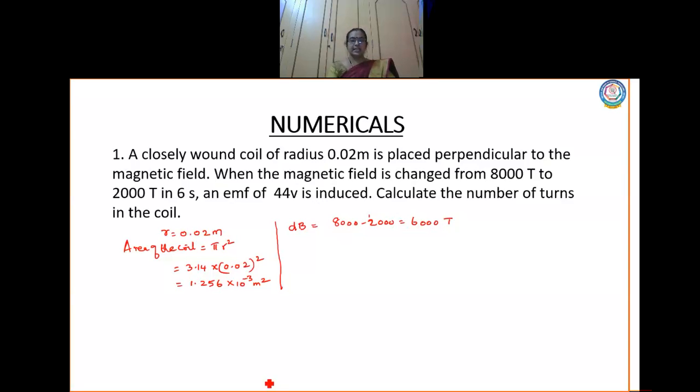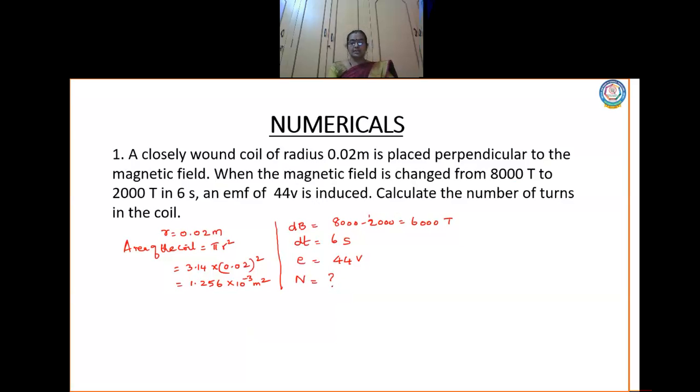Okay, time is also given. So it is changed from 8000 Tesla to 2000 Tesla in 6 seconds. So dt is 6 seconds, and EMF is induced, which is 44 volt. Okay, now what is it that you should find out? I have written only the data, so you need to find out the number of turns in the coil.